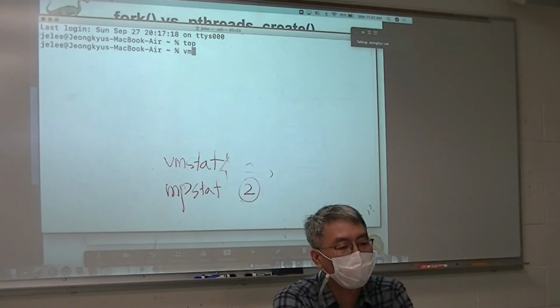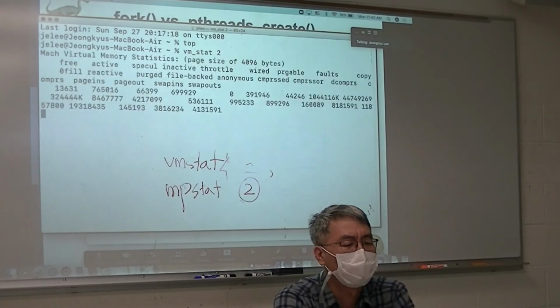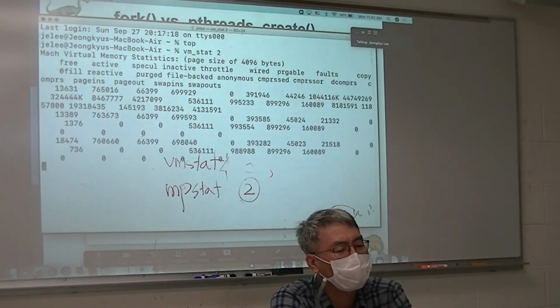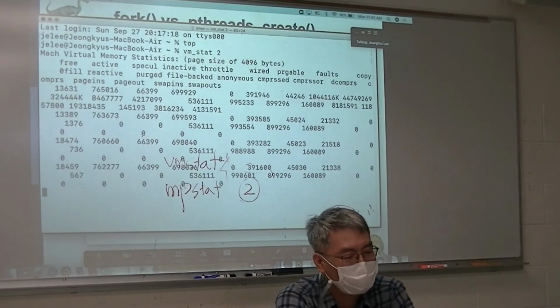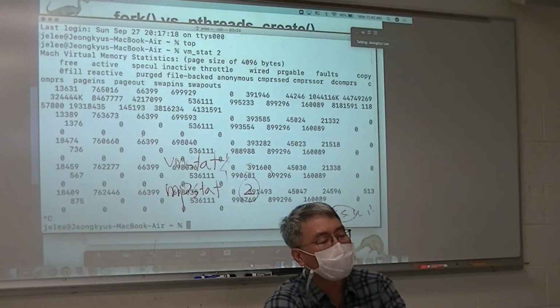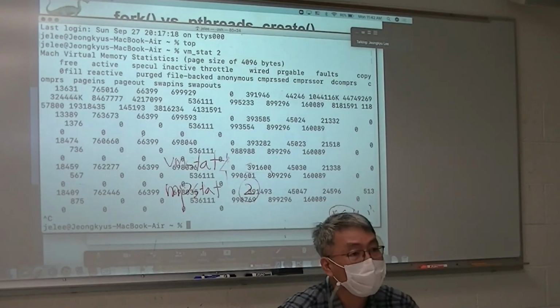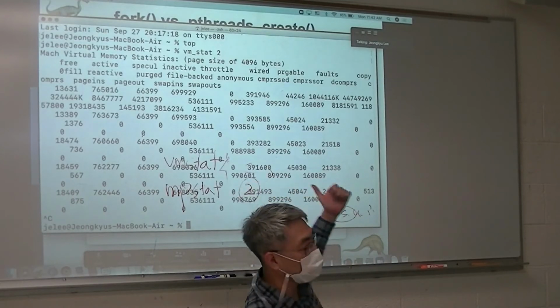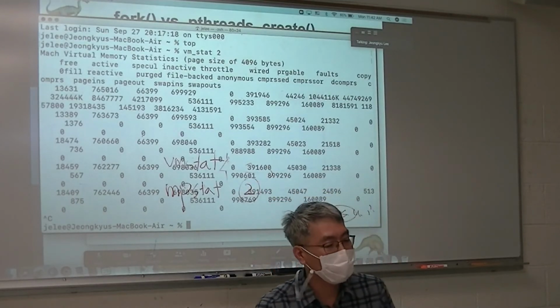This one has vm_stat. It is similar to vmstat, but slightly different, and also not easy to see. So if you are using another Linux system or Unix system, please test with vmstat or mpstat.